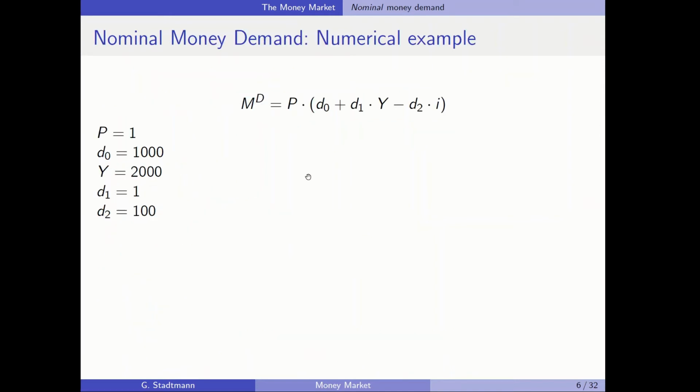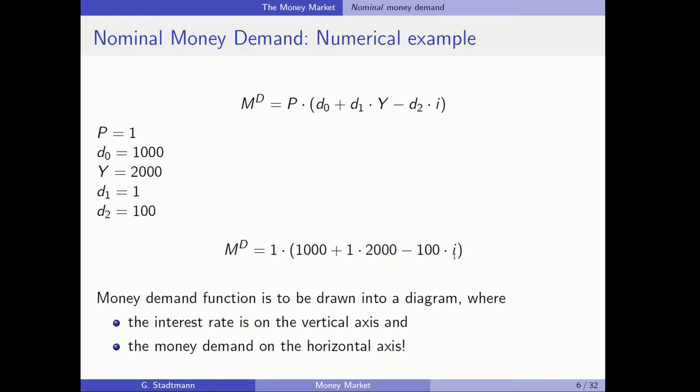Let's come up with a numerical example. We are assuming that the goods prices are normalized to 1. The autonomous component of money demand is equal to 1,000. The GDP level is equal to 2,000. D1 is equal to 1, and D2 is equal to 100. When we plug in the numbers in our money demand relationship, we get this expression here: money demand is equal to 3,000 minus 100i.